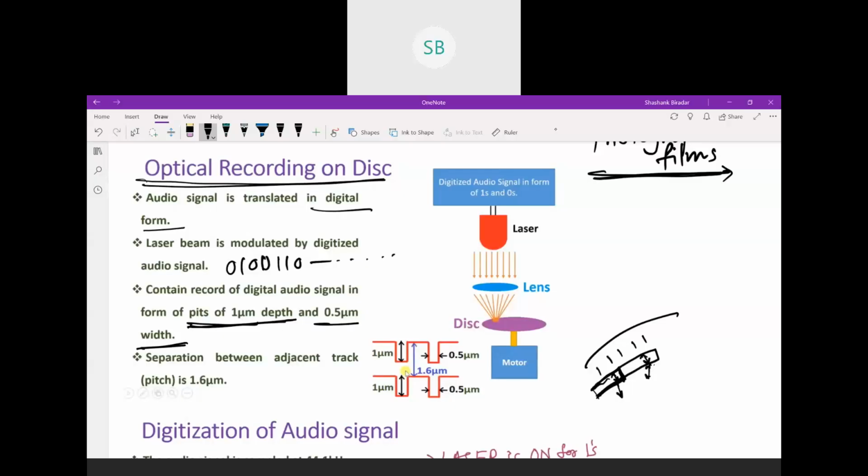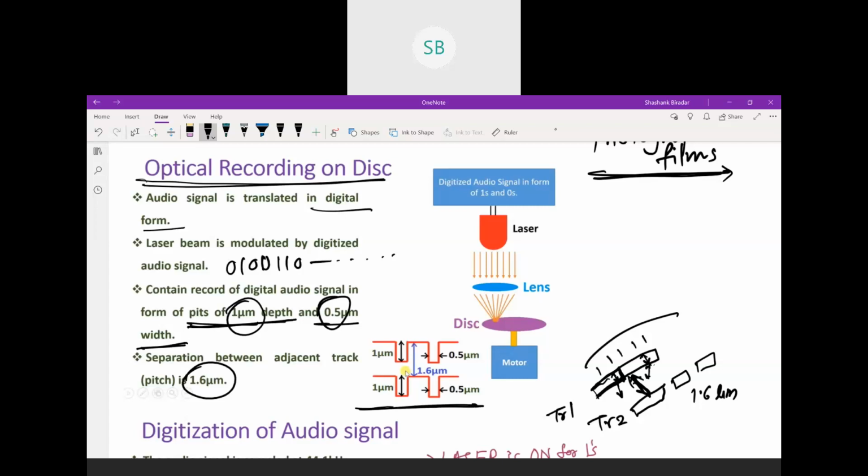The separation between adjacent tracks is 1.6 micrometer, that we have seen. Suppose this is track 1 and we are going to track 2. This is the second track, and we have some pits over here. So the distance between these two tracks is how much? 1.6 micrometer. All of you have to remember these important figures. There are only three important figures. The first one is the pit depth, that is 1 micrometer. Then the pit width is 0.5 micrometers, and the inter-track distance is 1.6 micrometers, as shown here.